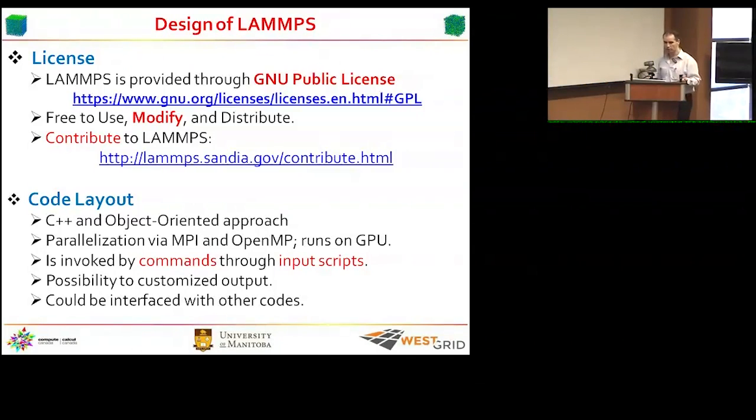So LAMMPS is written in C++. At the beginning, it was written in Fortran for a few years. Then they switched to C++. It's a parallel program using MPI. It also runs on GPU. To run LAMMPS, we use commands through an input script. So you have an input script, you write all the commands, and LAMMPS will execute the commands one by one.